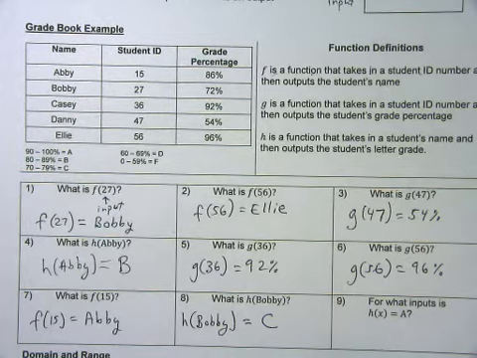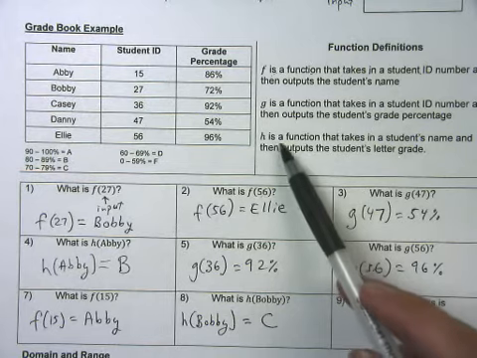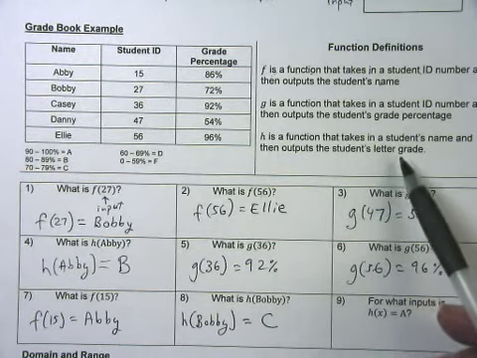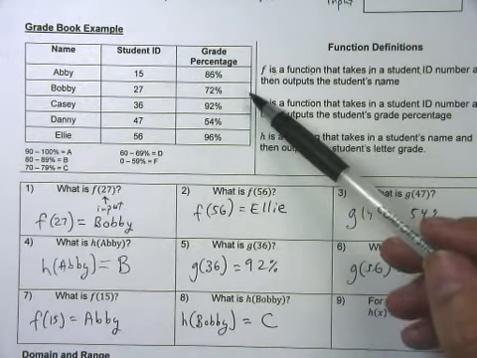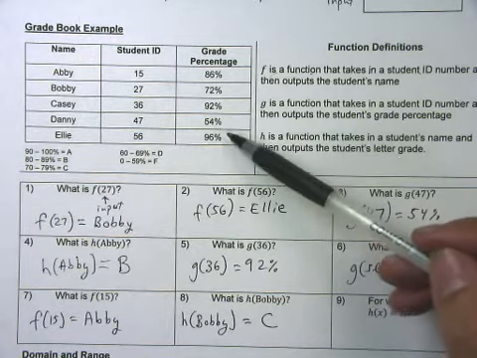All right, question 9 is a little tricky. It says, for what inputs is h of x equal to A? In other words, what could you input into this function that would give us a grade of A? All right, well, let's think about it. The inputs are names, the outputs are letter grades. So let's think about it. How many students have A's? Well, in this case, 2. Right? Casey and Ellie.